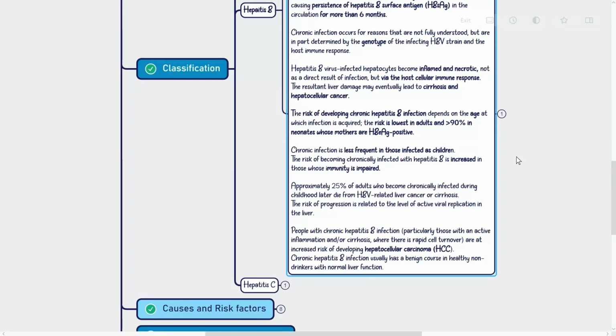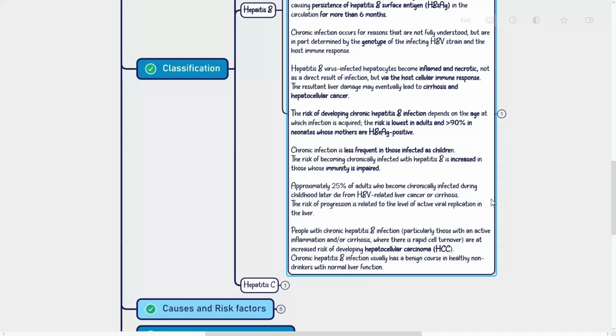The risk of developing chronic hepatitis B infection depends on the age at which infection is acquired. The risk is lowest in adults and greater than 90% in neonates whose mothers are HBe positive. Chronic infection is less frequent in those infected as children. The risk of becoming chronically infected with hepatitis B is increased in those whose immunity is impaired. Approximately 25% of adults who become chronically infected during childhood later die from HBV-related liver cancer or cirrhosis.